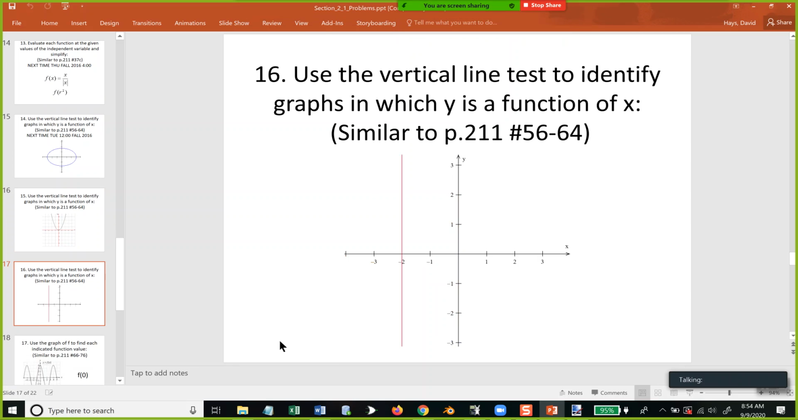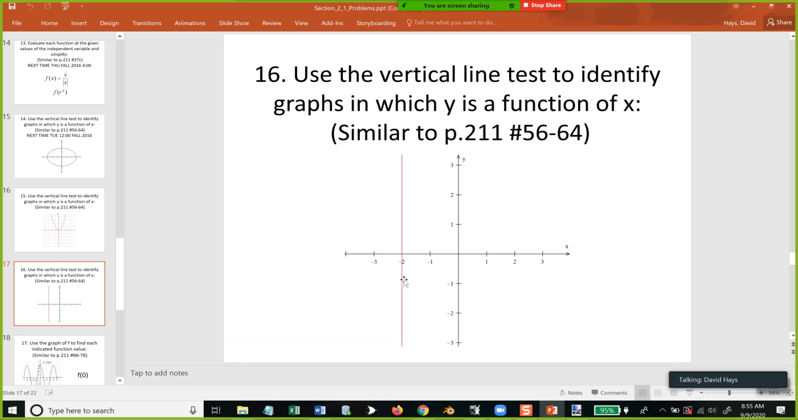Now this is an oddball one. There's one place where I can draw a vertical line that causes me problems. If I draw it right on top of this one, it intersects in an infinite number of places, which is definitely two or more. So this one fails. This is not a function. This is specifically the graph of x equals -2.